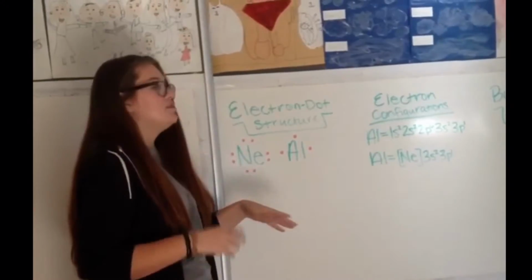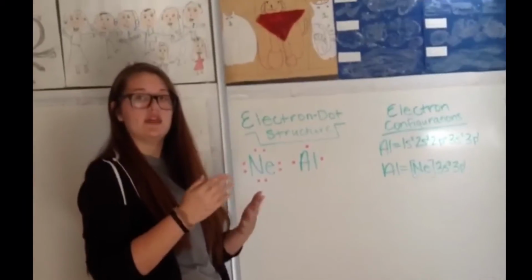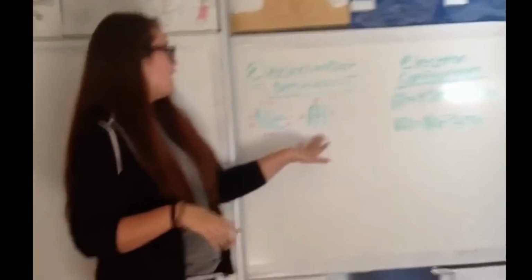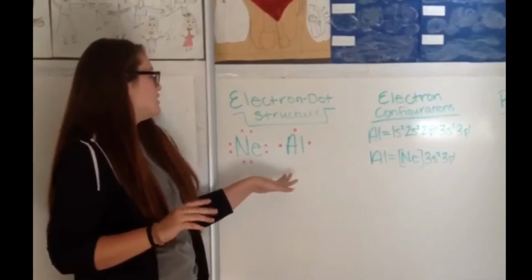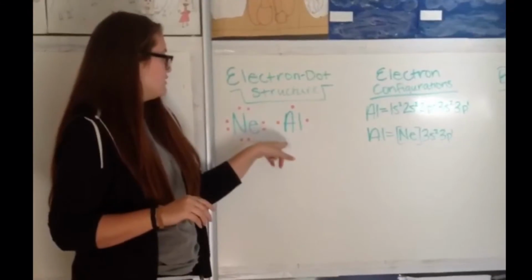You can get the amount of valence electrons from the group that the element is in on the periodic table. And then here we have aluminum, and it's in group 13. So it has 3 valence electrons around it, and you just go this way.